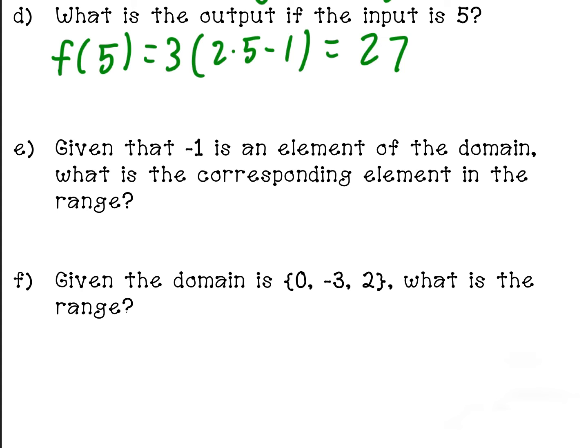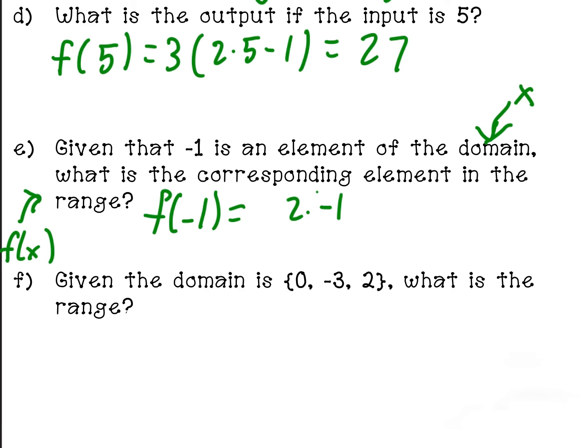For part E, given that negative 1 is an element of the domain, what is the corresponding element in the range? Remember, our domain is going to be our x values, and our range is going to be our y values, or our f of x values. So in this case, we're asking if x is negative 1, what is f of x? Well, f of negative 1 is just going to be 2 times negative 1, which is negative 2, minus 1 is negative 3, times 3 will give us negative 9.